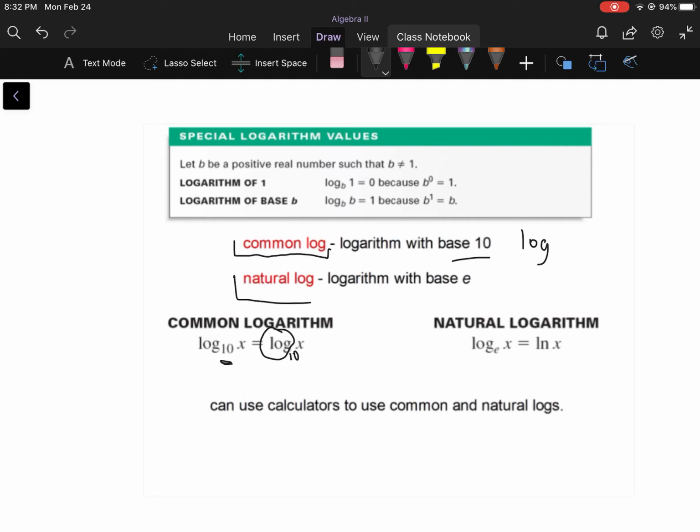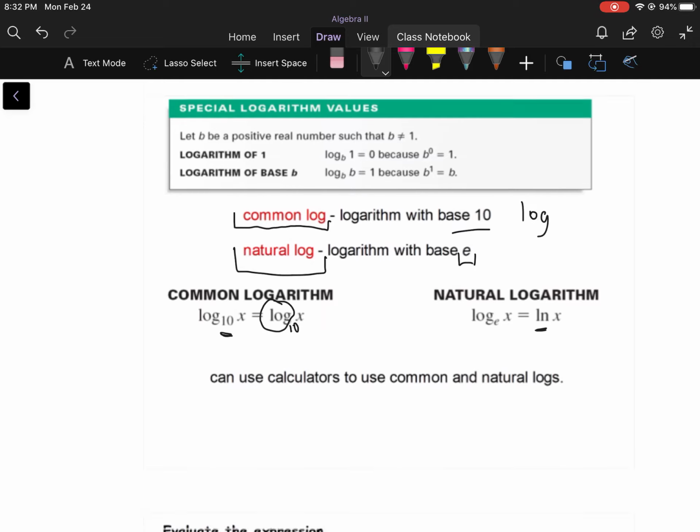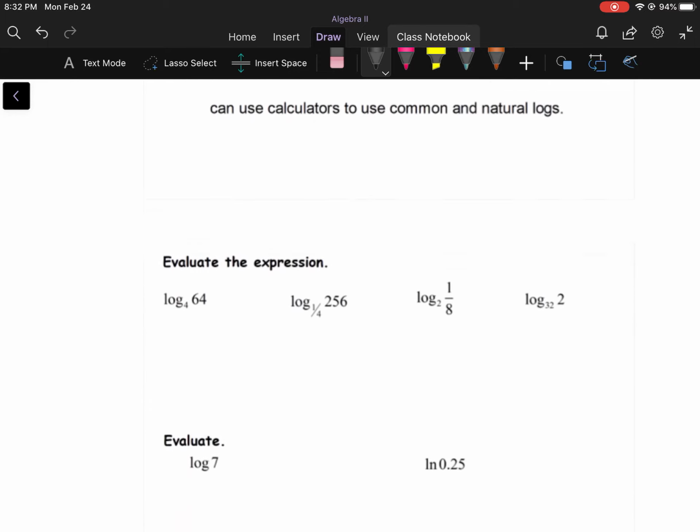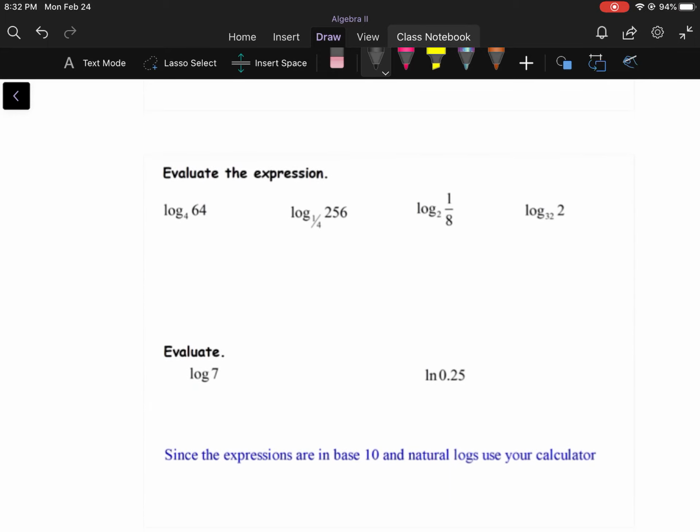And then the other one would be a natural log. That's log base e, that Euler number we just learned. It's actually abbreviated ln. It's kind of a Greek thing or a Latin thing. So those are the 2 commonly used on your calculator. A lot of these we're going to try to evaluate without a calculator. We're going to do it by hand.